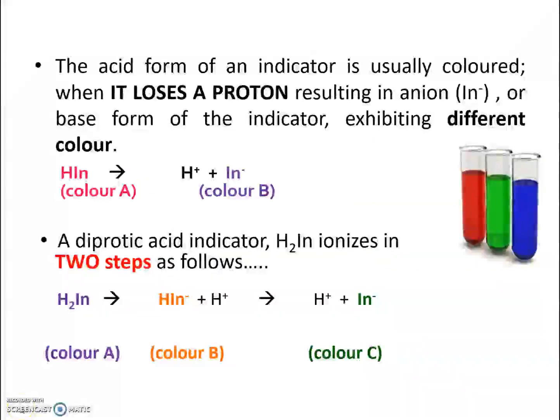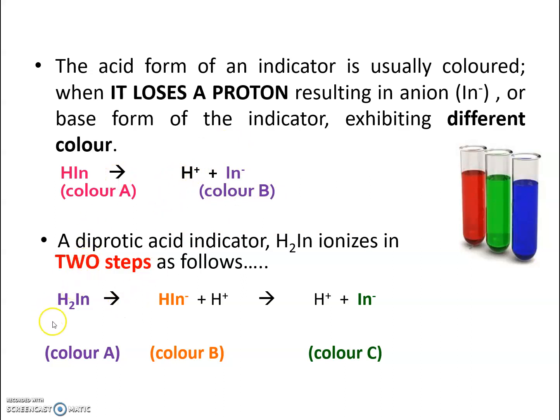An indicator can be a monoprotic or diprotic acid. When the acid of the indicator loses a proton, it exhibits a different color. For example, a monoprotic acid indicator starts with color A, and when it dissociates to H+ and the indicator anion, it changes to color B. This happens when the reaction reaches the endpoint, where the reaction is judged to be complete.